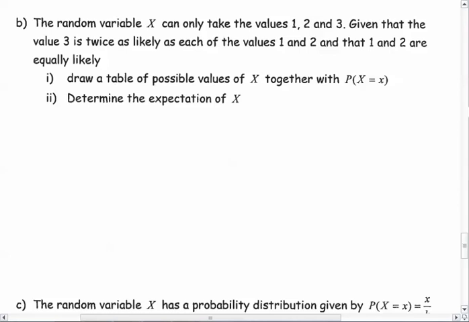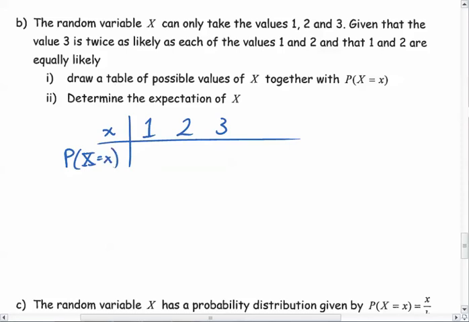Now for example B, random variable x can only take on the values 1, 2, and 3. So what that means is that the possible values are just 1, 2, and 3, and that represents all the possibilities. So if we find all those probabilities, they should add up to 100%, because they told us that it can only take the values 1, 2, and 3. Now given that the value 3 is twice as likely as 1 and 2, and 1 and 2 are the same likelihood, can we find out the probabilities?